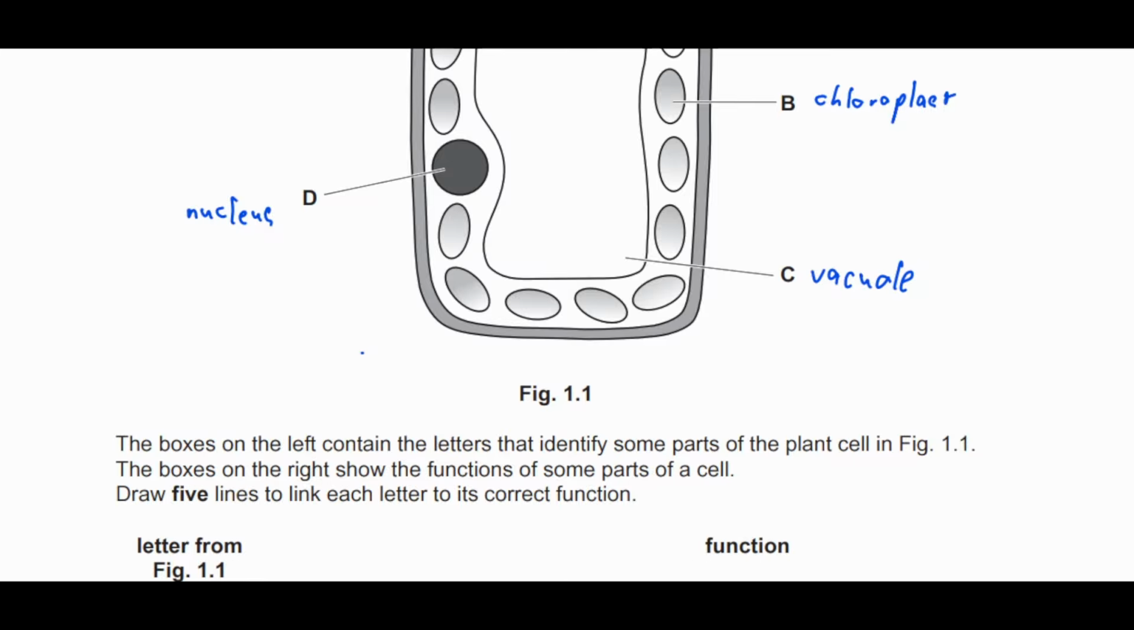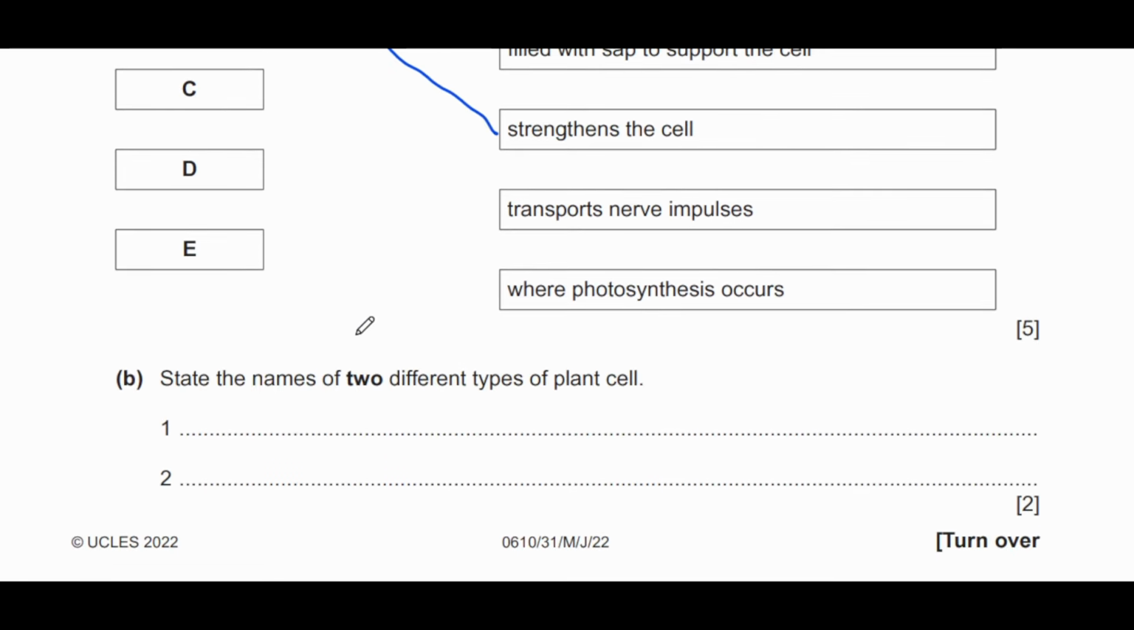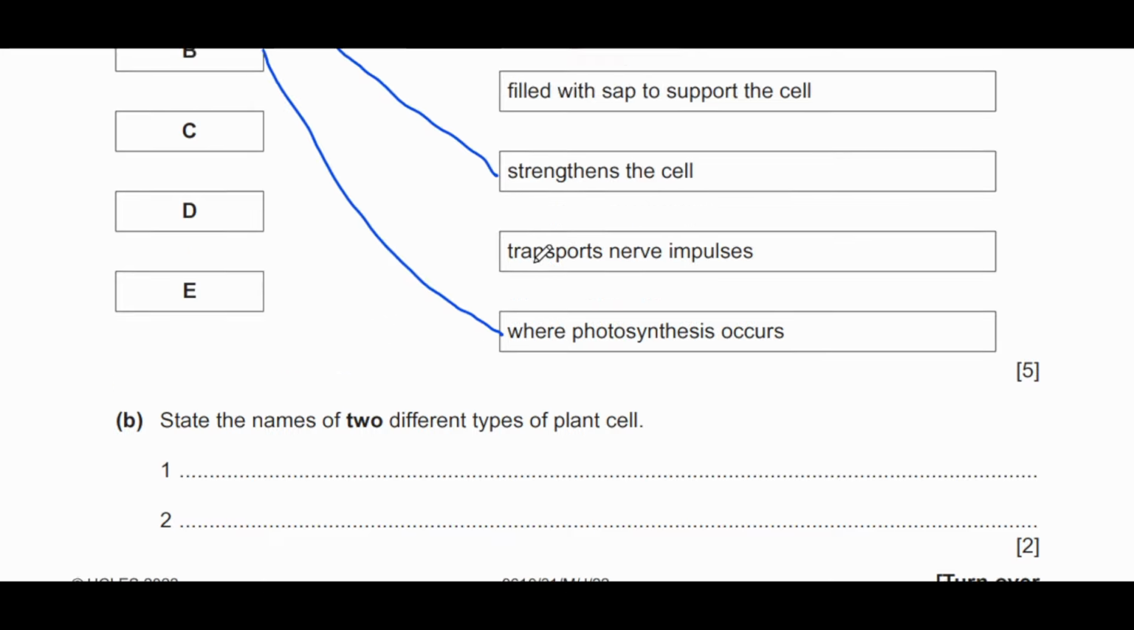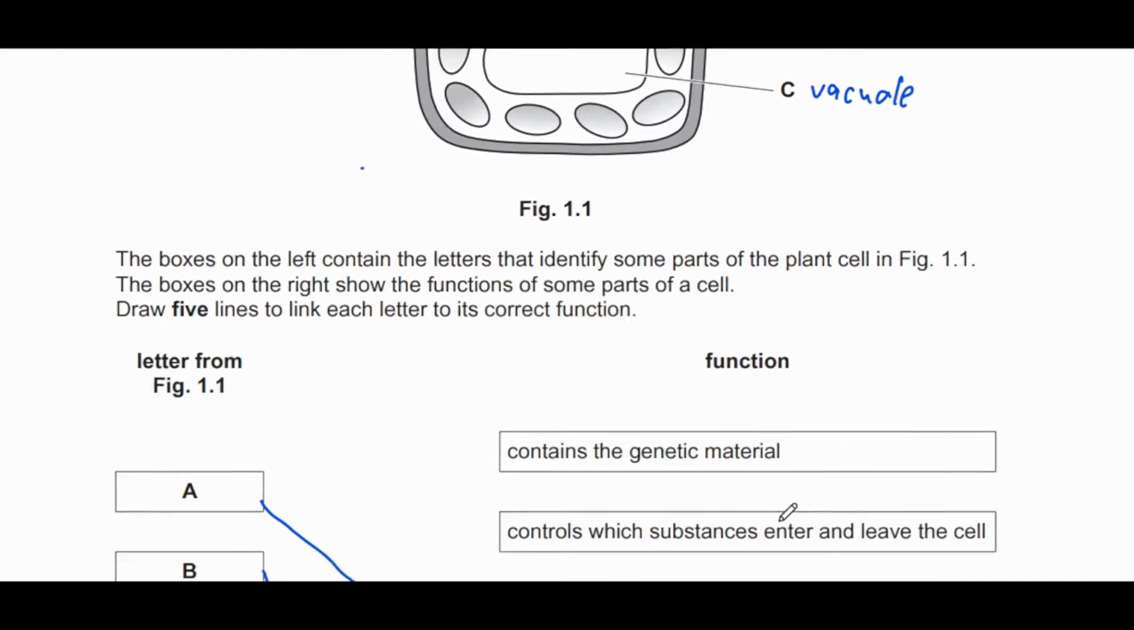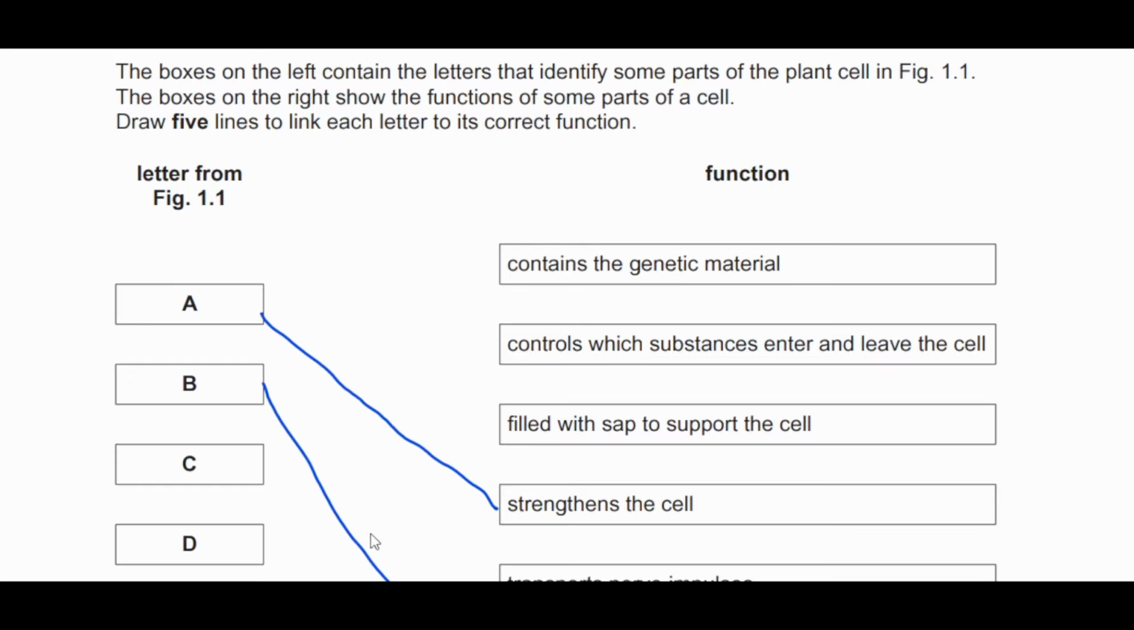So the chloroplast is where chlorophyll is, right? So what is chlorophyll used for? It's for photosynthesis. So what's the function of B? Photosynthesis. Okay. Now C. So what is C? C is the vacuole. So what's the function of the vacuole? To provide support to the cell, to provide turgor pressure, right? For the cell so that it can maintain its shape. Okay, so therefore C would be to fill with sap to support the cell.